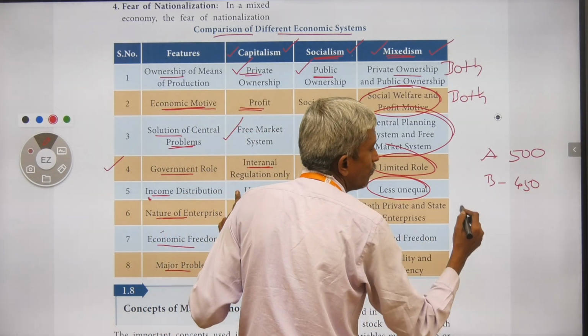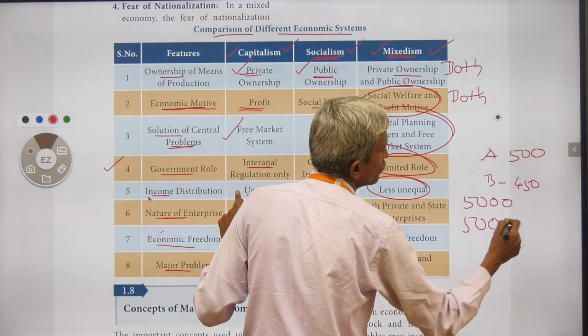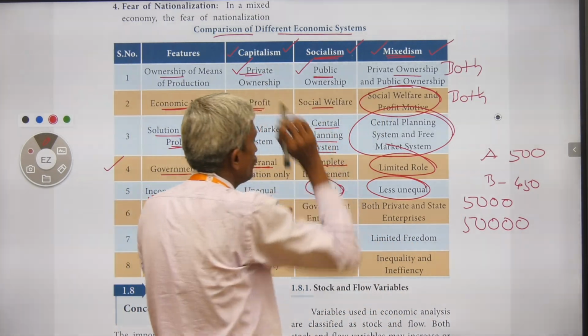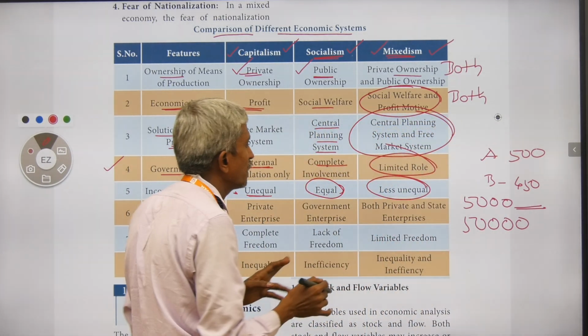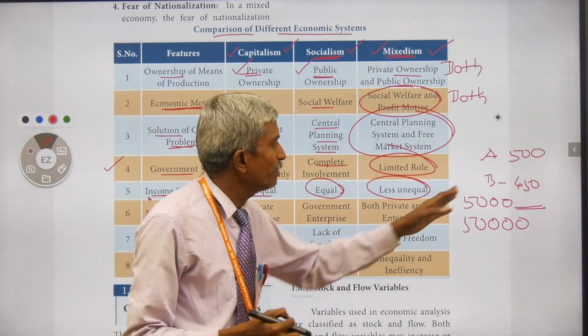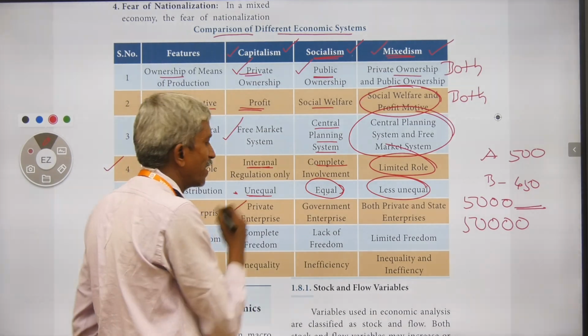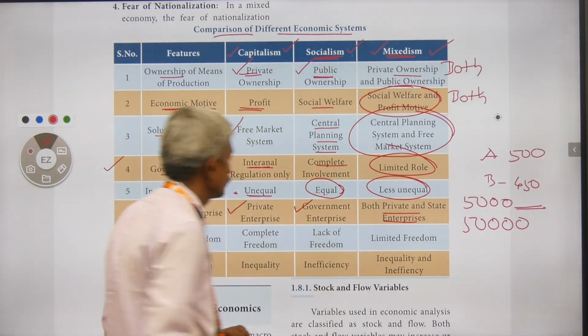Unequal: one company will give 5,000, another company will give 50,000. So this applies in the unequal section under capitalism, but here everyone gets an equal salary, and here less unequal, where a minimum will be getting varied. Nature of enterprise: one is private and another is government under socialism, here both.